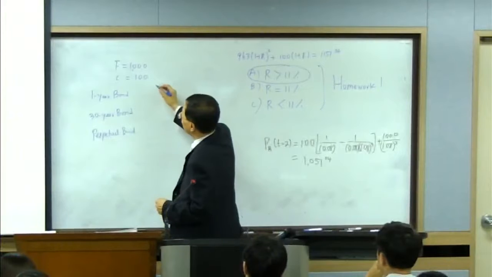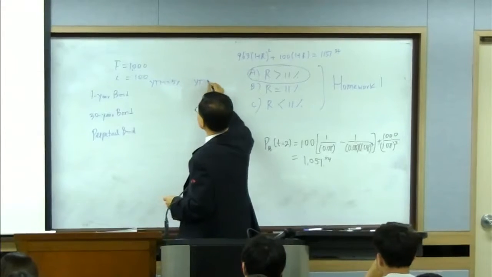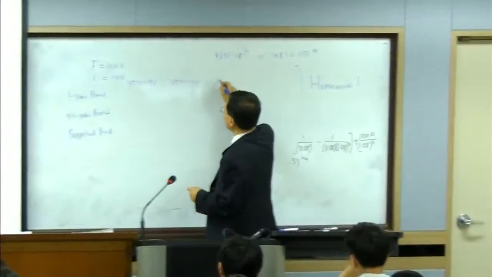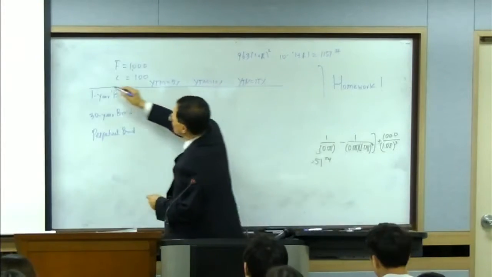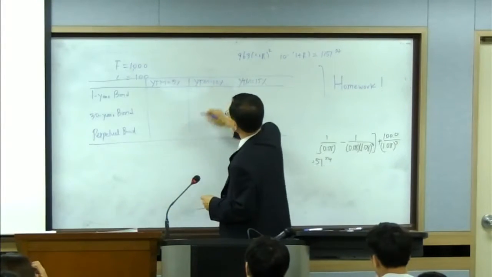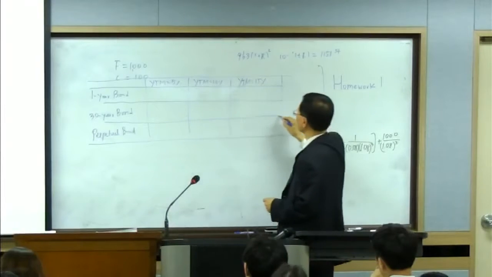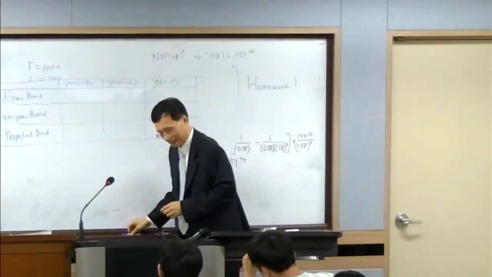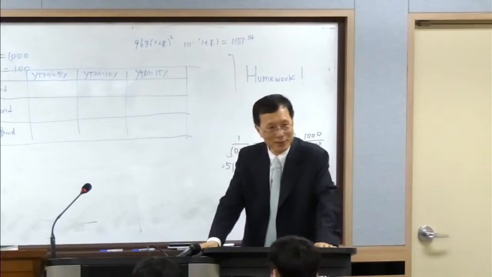Now, if YTM is equal to 5%, if YTM is equal to 10%, YTM equals 15%. These are the three possible cases of YTM. I want you to compute the price of this bond. Take now 2 minutes. It shouldn't be terribly difficult.